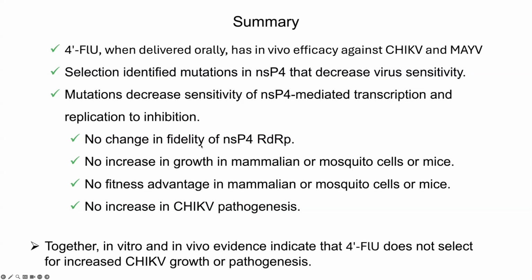But we think importantly, these mutations show there was really no change in fidelity of the RdRp of the NSP4 protein. There was no increase in virus growth in a variety of different contexts, including mammalian and mosquito cells or in intact mice. And similarly, there was no fitness advantage in these different contexts, and we did not detect any concerning alteration in chikungunya pathogenesis. If anything, it was very similar or attenuated. So we think those are really important data because it suggests that this compound, while being an effective antiviral, does not select for mutations that have concerning impacts on properties of chikungunya virus.